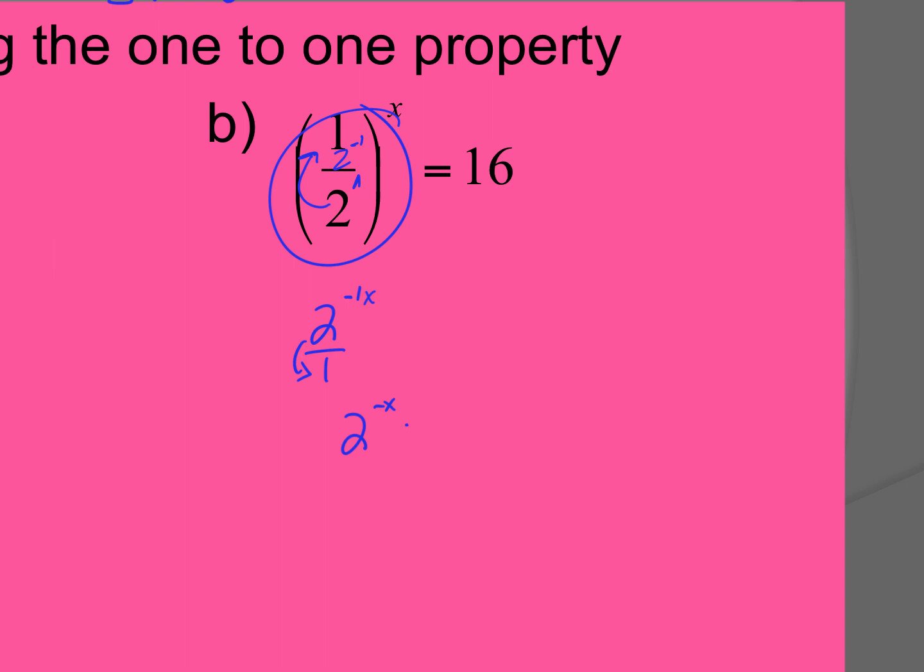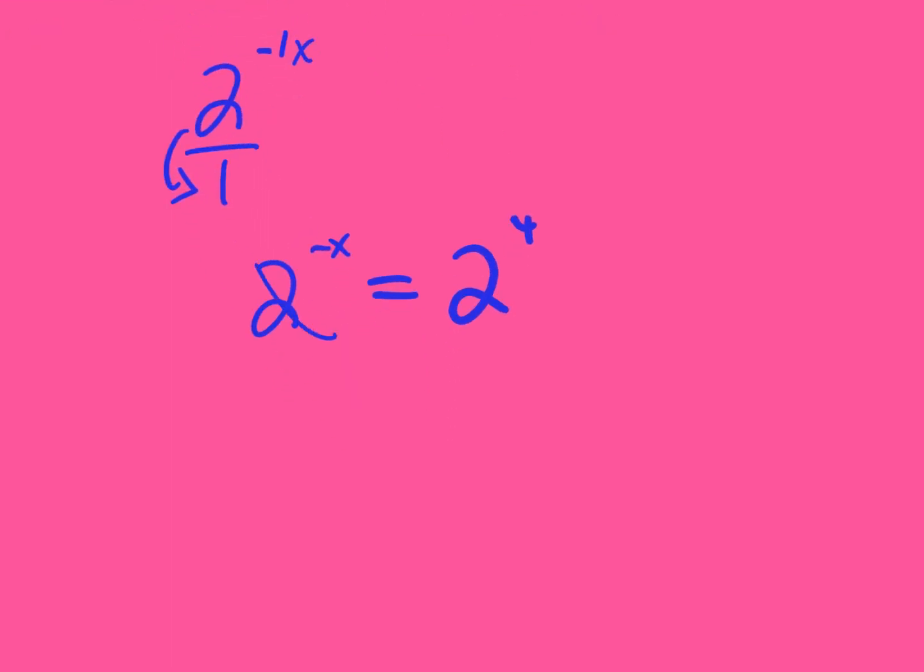If I set it equal to 16, I still can't solve it, because if you're using the one-to-one property, the bases have to be the same. How else can I write 16? Using the base of 2. 2 to what power, guys, gives me 16? 2 to the 4th power. Are my bases now the same? Yeah. So what do I do to the bases? I cross them out, and I get negative x equals 4. So x equals what? Negative 4.